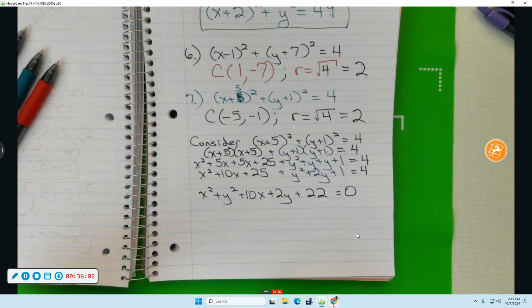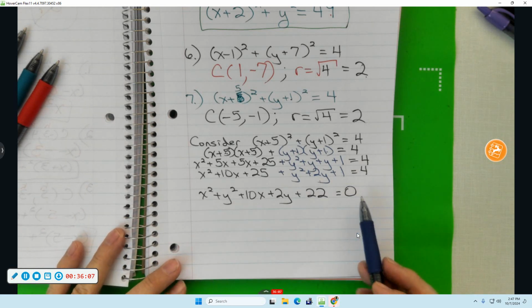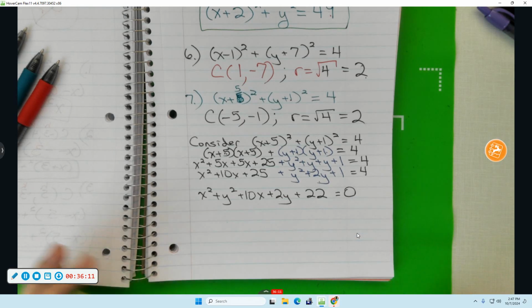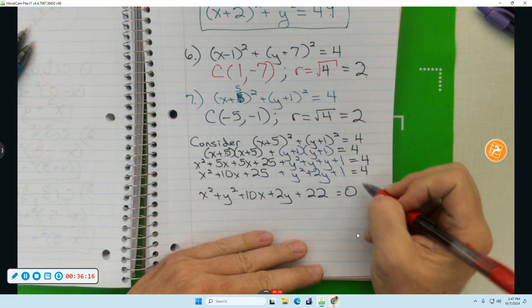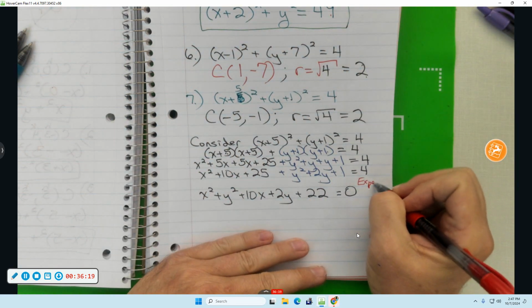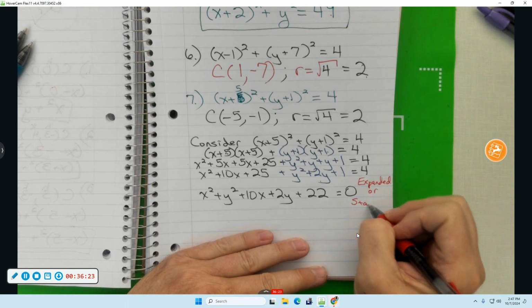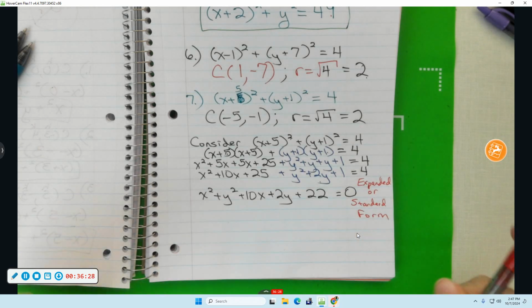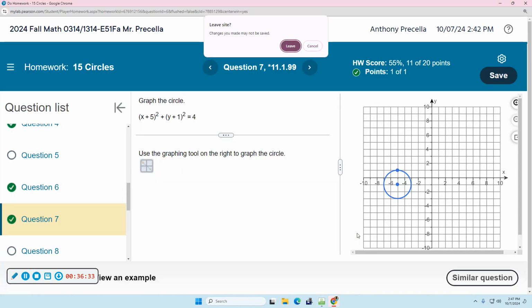What we have here, where the parentheses have been removed and all the like terms have been combined, and you have it set equal to 0, is called either expanded form or standard form, depending on what book you're looking at. Expanded or standard form. And I'll tell you right now, there's really no time that I can think of in this course when this expanded form is a good thing.